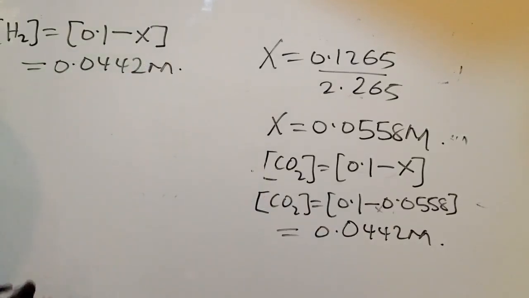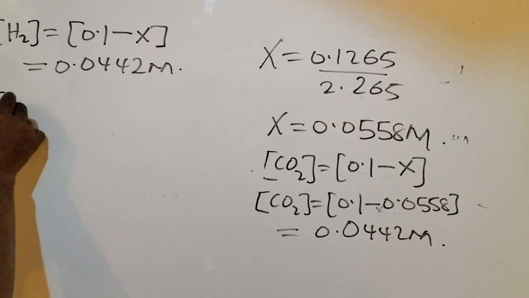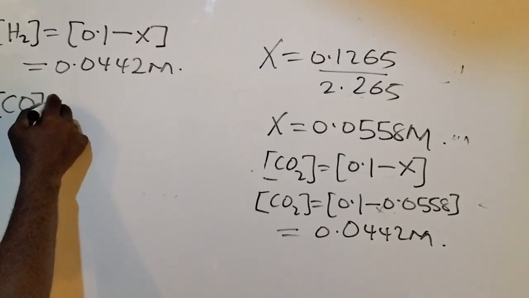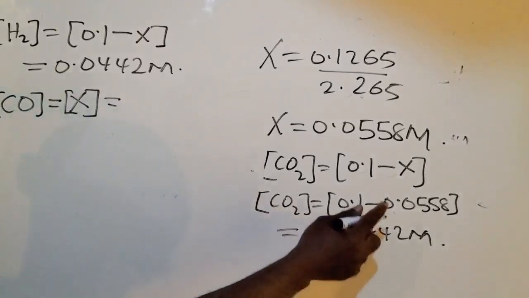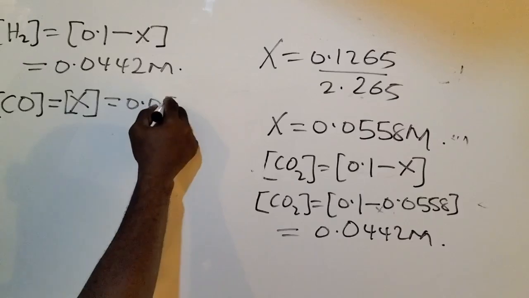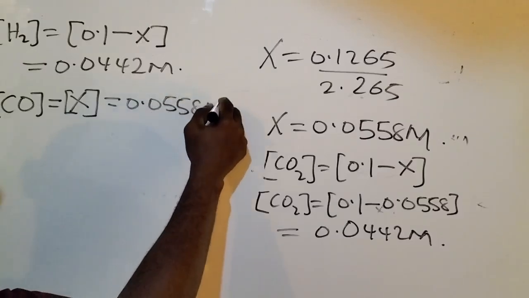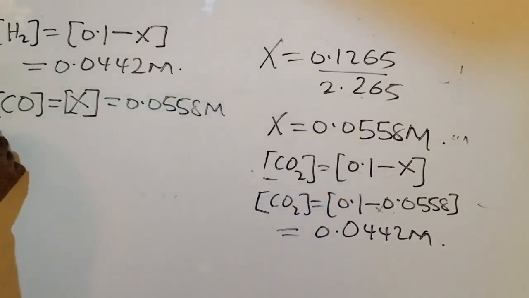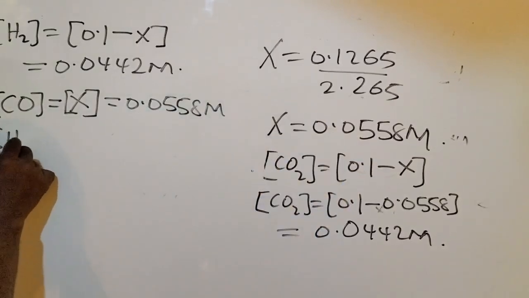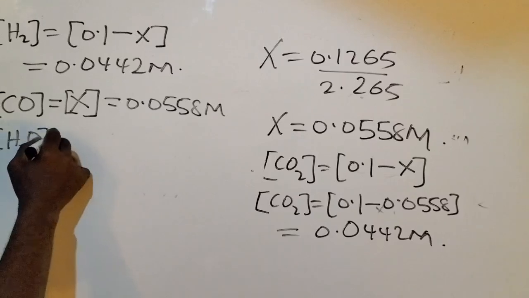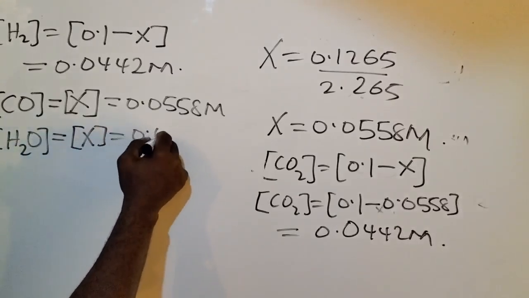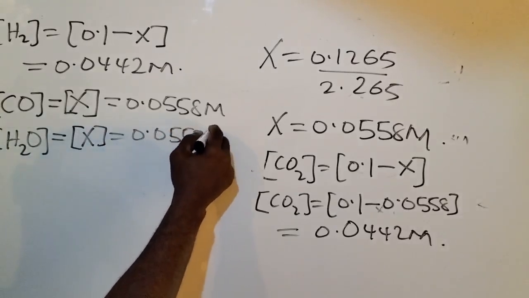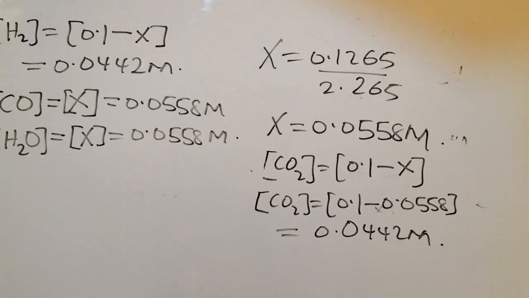They go into the product. The equilibrium concentration of carbon dioxide from the ICE table is given to you as S, the value of S, which is 0.0558. Also, the equilibrium concentration of steam, from the product side of the ICE table, is the same S, which is 0.0558 mole per dm cube. So that is a very simple illustration.